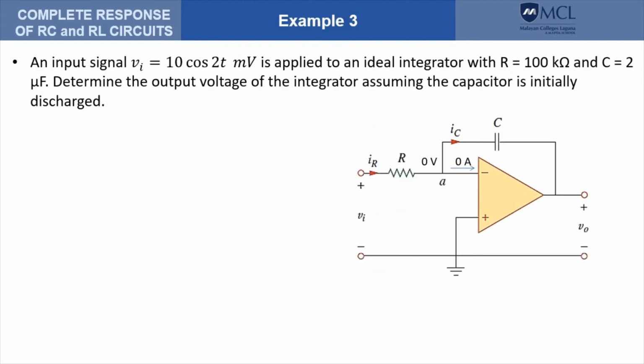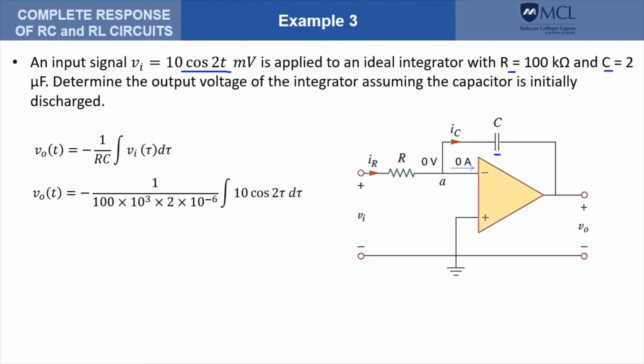So let's have an example to see the integrator in action. Here we have an input voltage that is a cosine function, and we have R and C here. Determine the output voltage of the integrator, assuming the capacitor is initially discharged, or the voltage is zero. So we can use the formula.